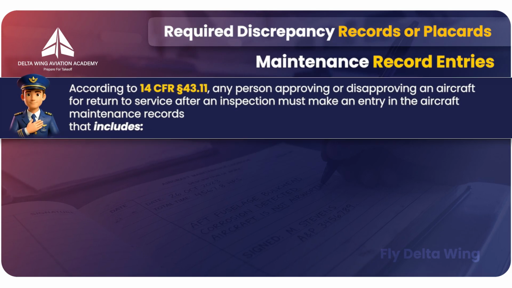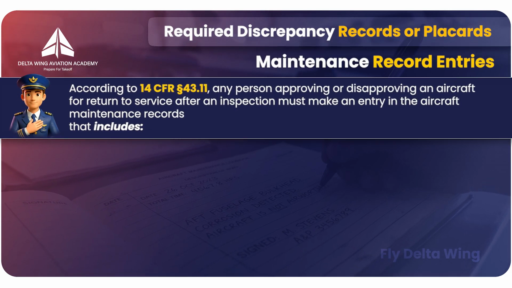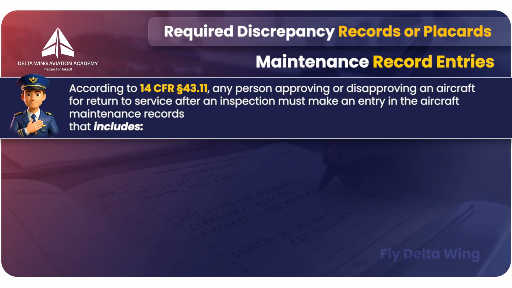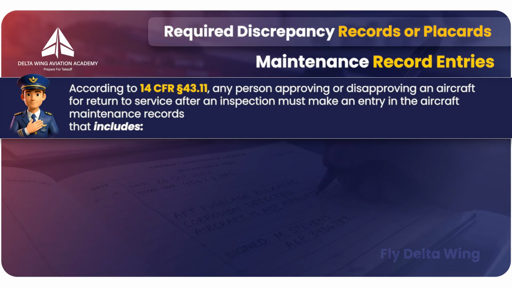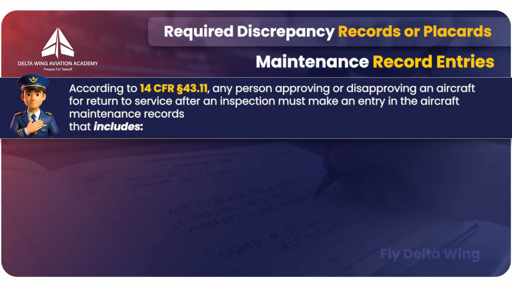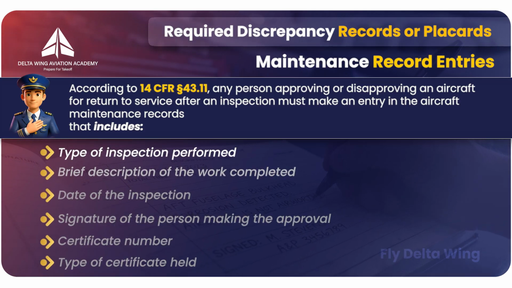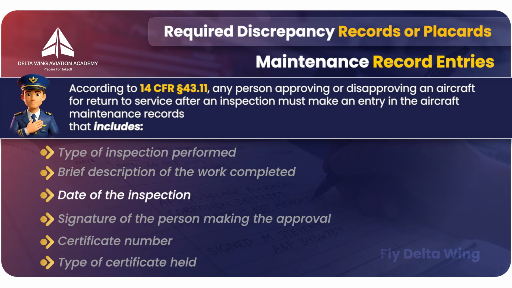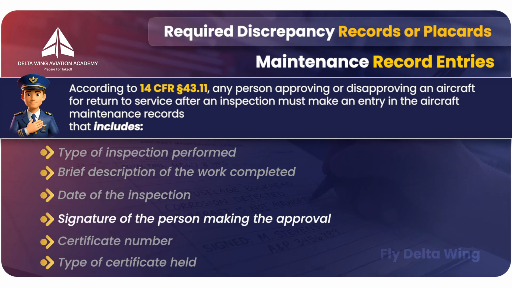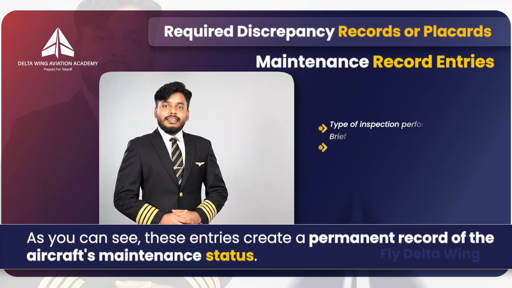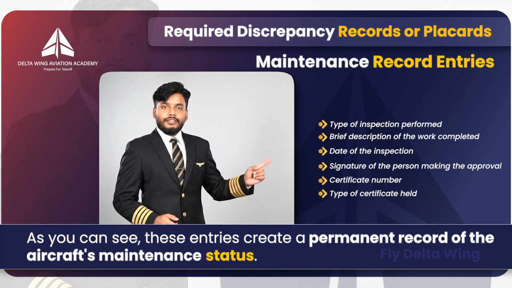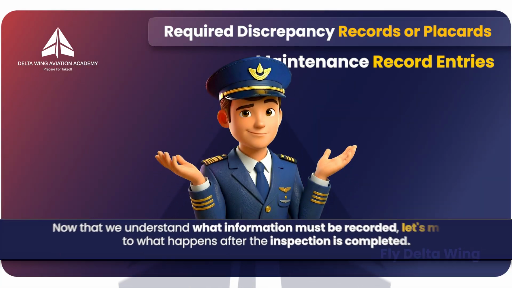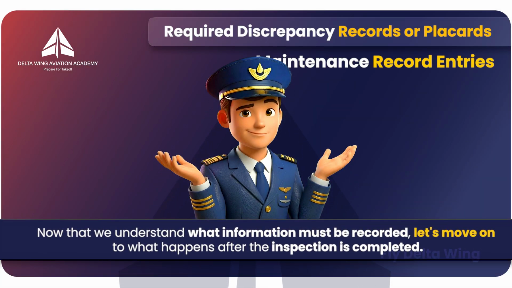According to 14 CFR Section 43.11, any person approving or disapproving an aircraft for return to service after an inspection must make an entry in the aircraft maintenance records that includes: type of inspection performed, brief description of the work completed, date of the inspection, signature of the person making the approval, certificate number, and type of certificate held. As you can see, these entries create a permanent record of the aircraft's maintenance status. Now that we understand what information must be recorded, let's move on to what happens after the inspection is completed.